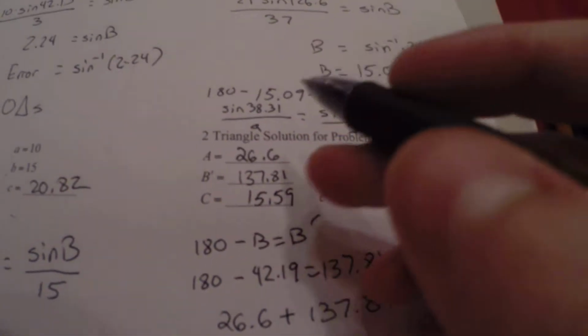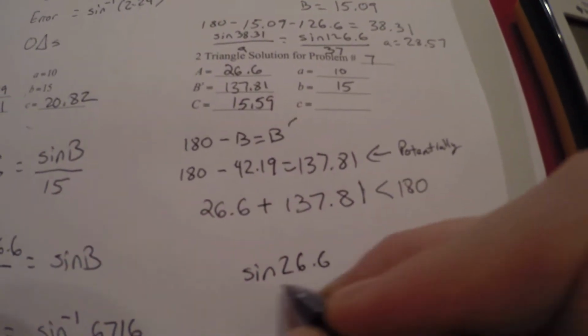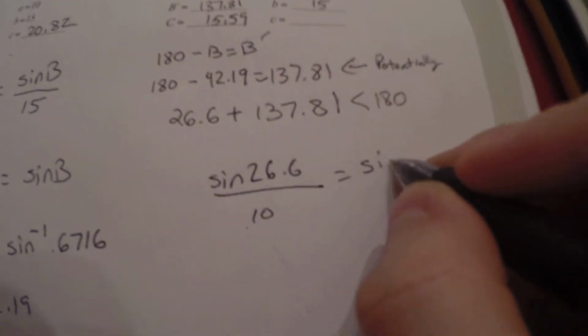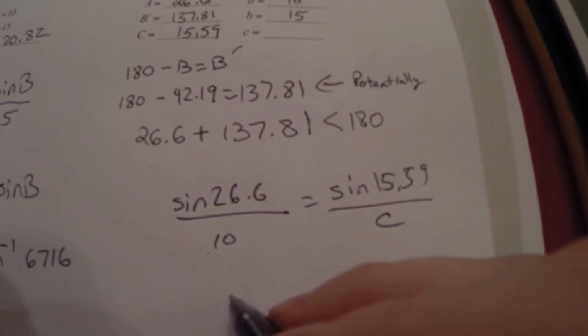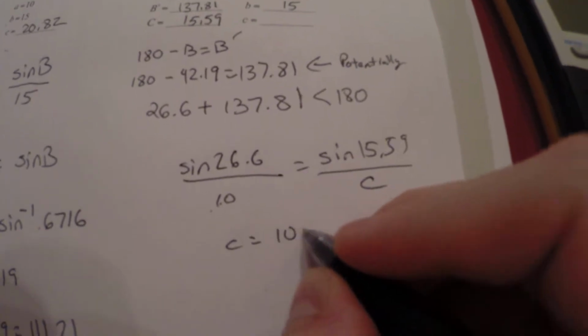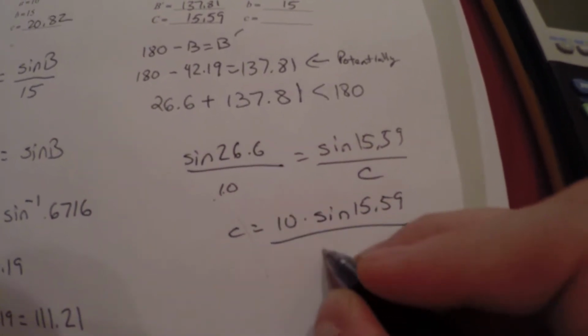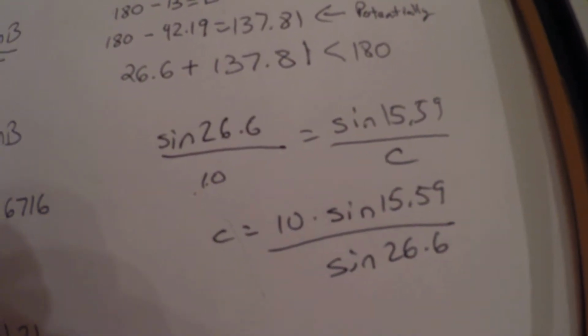So again, law of sines. I'm going to use the original. So sine 26.6 over 10 equals sine 15.59 over c. Cross multiply, divide. C equals 10 times this divided by this: 10 times sine 15.59 divided by sine 26.6. Type it in the calculator.